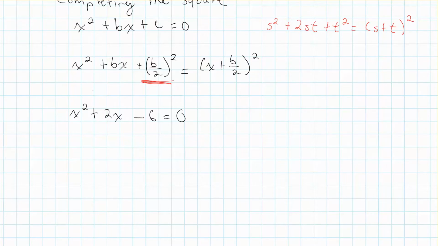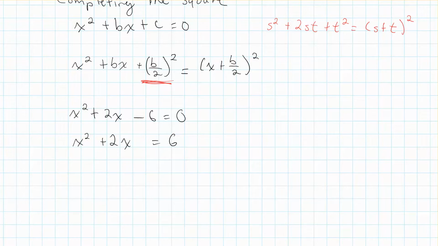But we're going to look at completing the square here. Now, what I like to do is move the c to the other side, so I'm left with just x squared plus bx on one side. So I have x squared plus 2x is equal to 6.